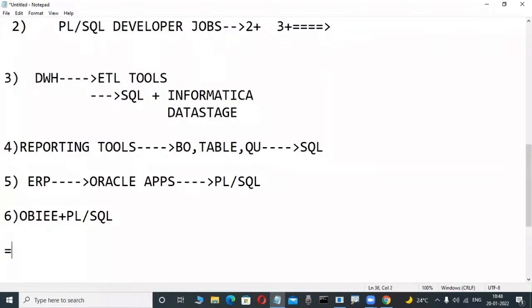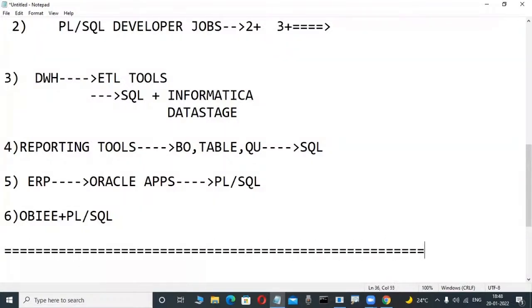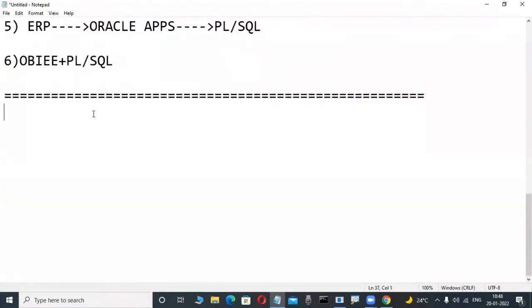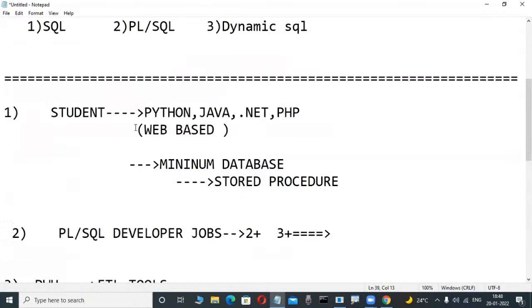Suppose you are not interested in the programming side, and you want the administration side and jobs there. In that case, DBA courses are there: Oracle DBA, SQL Server DBA, MySQL DBA, database administration courses. Before learning those courses, minimum knowledge is required, minimum SQL knowledge. These persons also learn these types of courses.